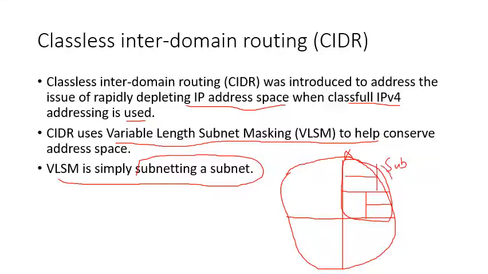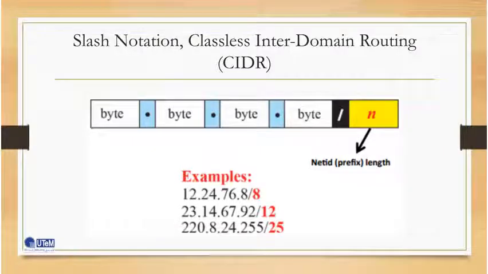Okay, so here you apply the VLSM. That is the meaning of subnetting a subnet. This is the slash notation, or CIDR. We use slash notation to identify the subnet mask.